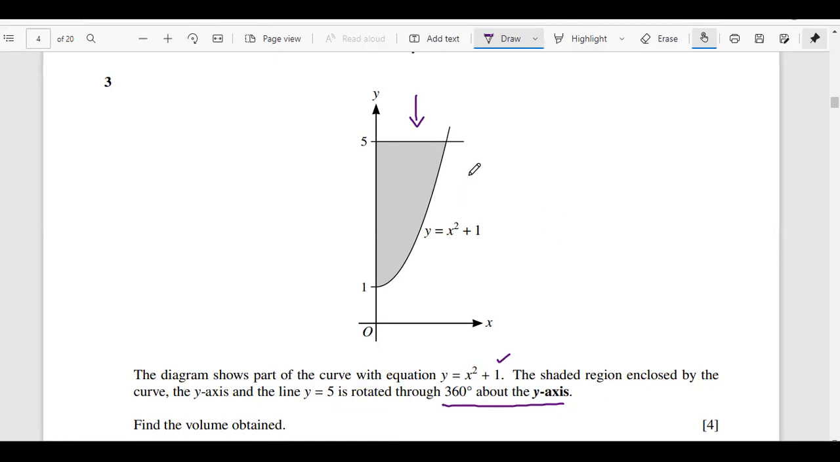So first you need to integrate the area. How do we integrate the area? We will integrate the area by making what the subject?